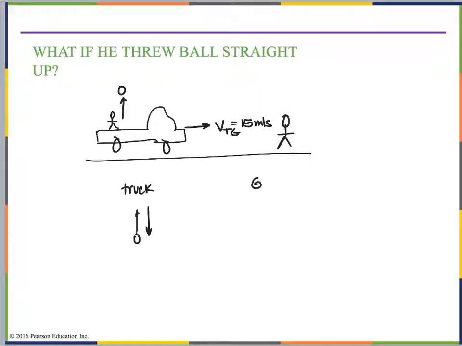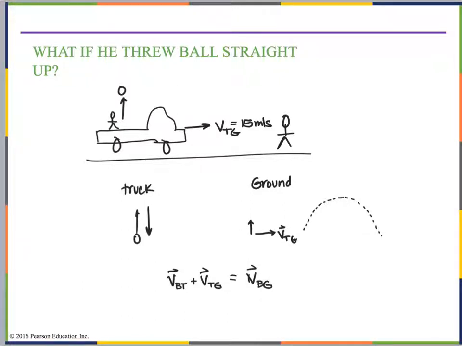But if you're the guy on the ground, as the ball's going up, it's also moving horizontally with the speed of the truck. So you see the ball go up, but it's also moving horizontally. In fact, this is like projectile motion. And so you're simply adding the velocity of the ball with respect to the truck plus the velocity of the truck with respect to the ground, which gives the result of what the person sees it move with respect to the ground.